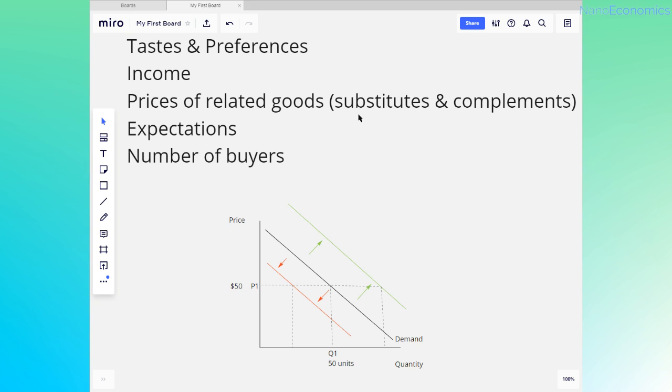Expectations. This one really comes into play nowadays with a lot of uncertainty in the markets related to what's going on in the world. And then finally, the number of buyers in the market.